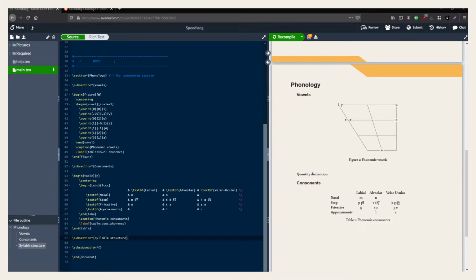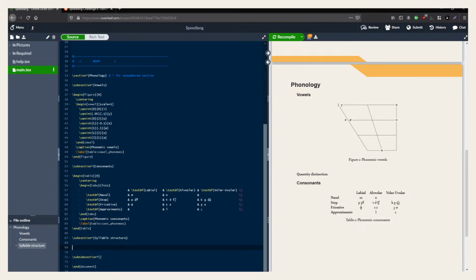I'm going to try and get rid of this silly YouTube pop-up that tells me I'm muted. There, it's gone. So, syllable structure. Very quick note of the maximum syllable structure.